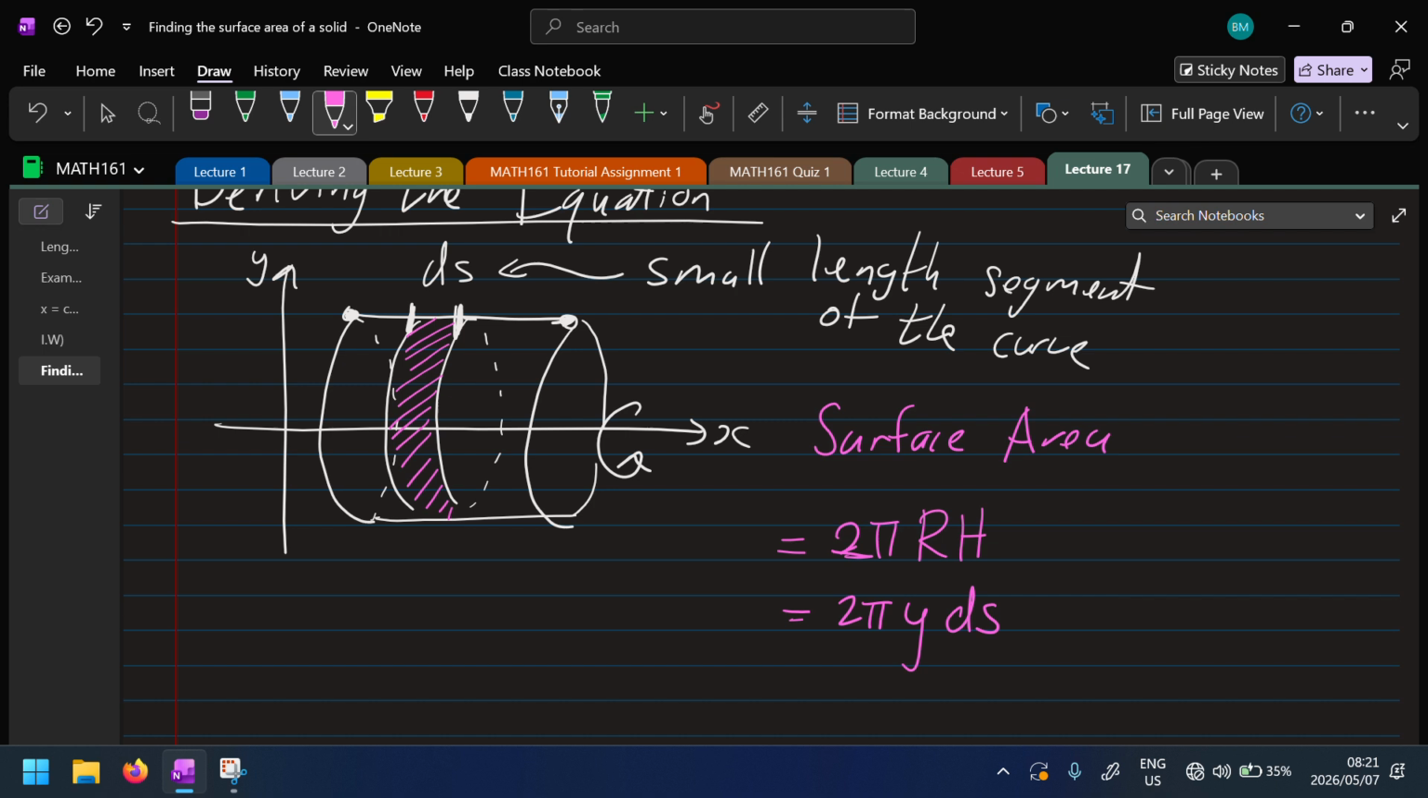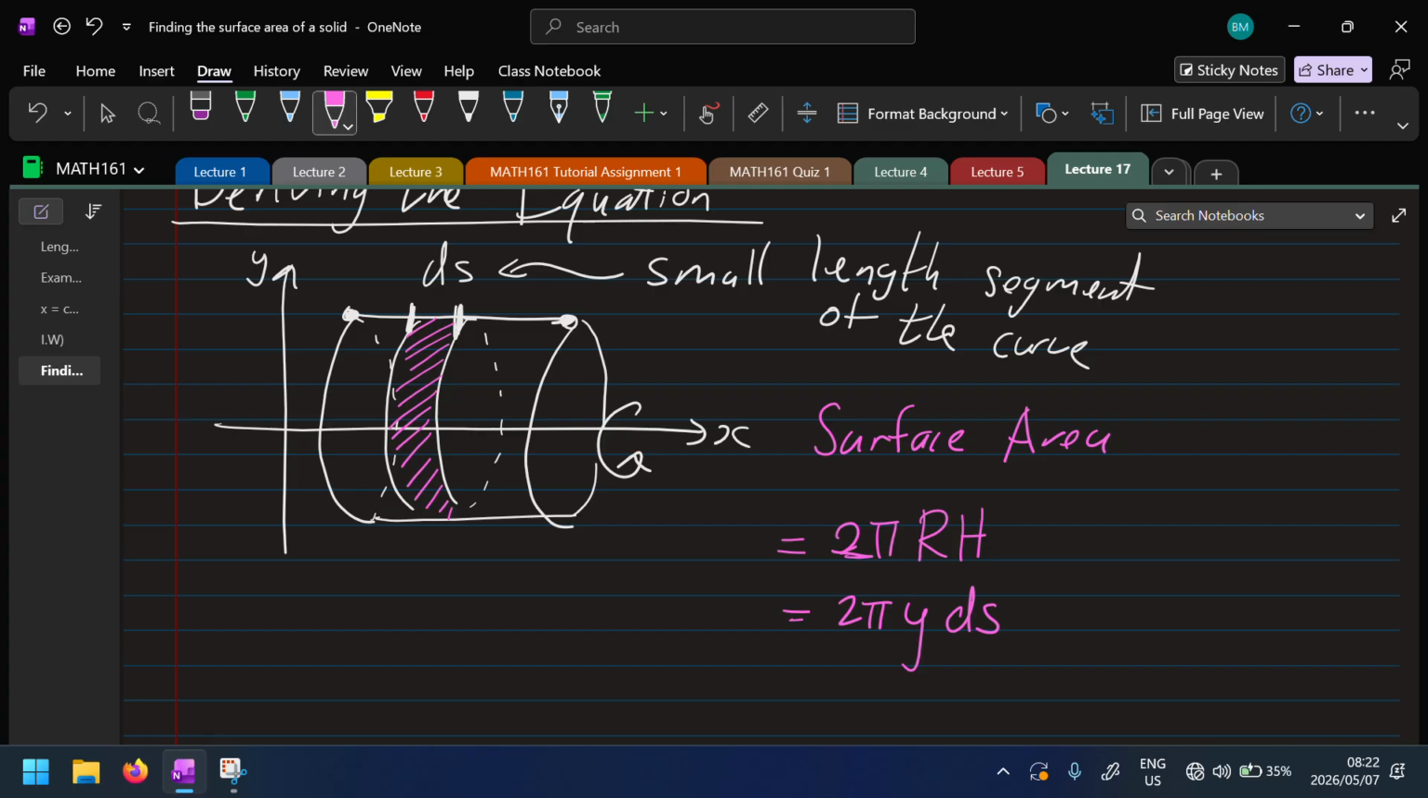Okay. So the radius, that's the distance from the axis to the curve. That distance is y over there. And then h, that will be that horizontal distance ds. Does everyone see that? Yes. Okay. So now that's just for that little pink bit. If I want the total surface area, I need to integrate along the x-axis.